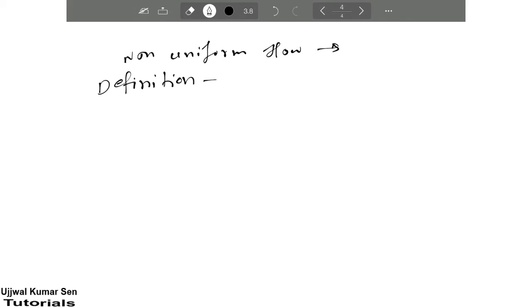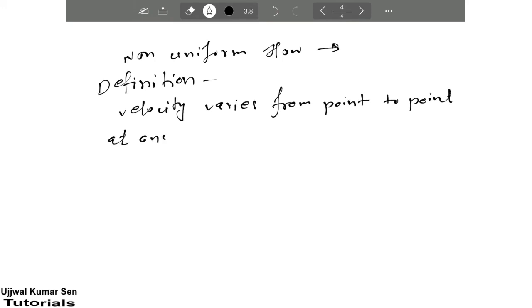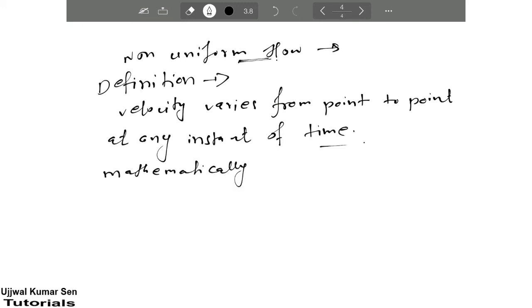Now you understand the concept of non-uniform flows. What is it? Let's look at the definition, right? The definition of non-uniform flows. In this case, what is happening basically? Velocity varies from point to point at any instant of time. Velocity varies from point to point at any instant of time is known as what? Non-uniform flow.